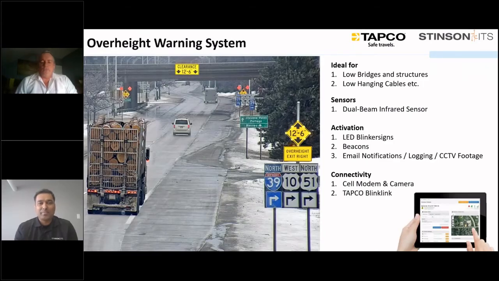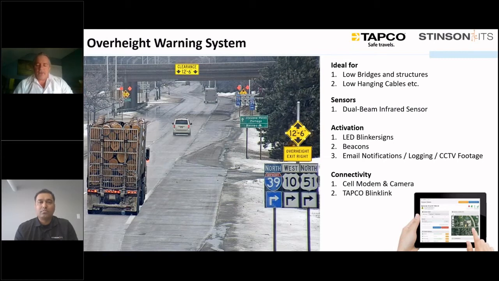Thanks, Ajay. Override warning systems are essential in cities and on roads where reduced height structures, such as low bridges and low-hanging cables, are present. In order to reduce or eliminate risk of collision between overhead vehicles and reduced height structures or objects, these systems have to be installed well ahead of the structures to allow for overhead vehicles to be detected well ahead of the danger.